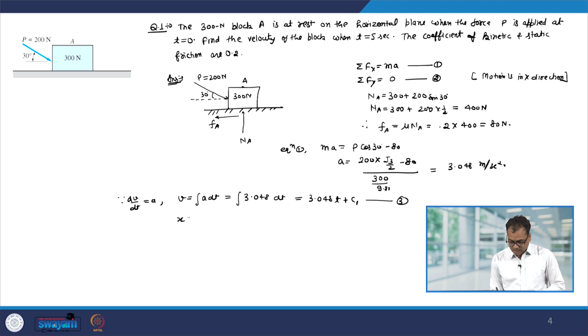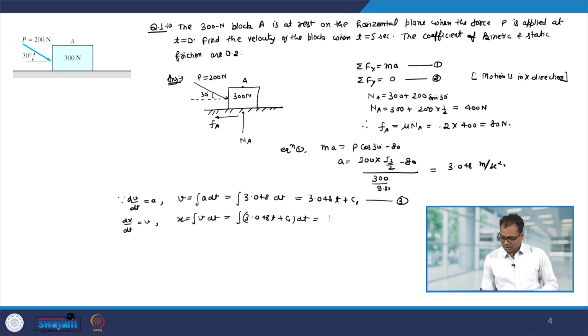And x again I can find out by integrating v dt because v is nothing but dx by dt. So, v is dx by dt, therefore x is integral v dt. So, it becomes integral of 3.048 t plus c1 dt. So, it will be 1.524 t square, because the integral of t is t square divided by 2, plus c1 t plus c2. Let me call it equation number 4.